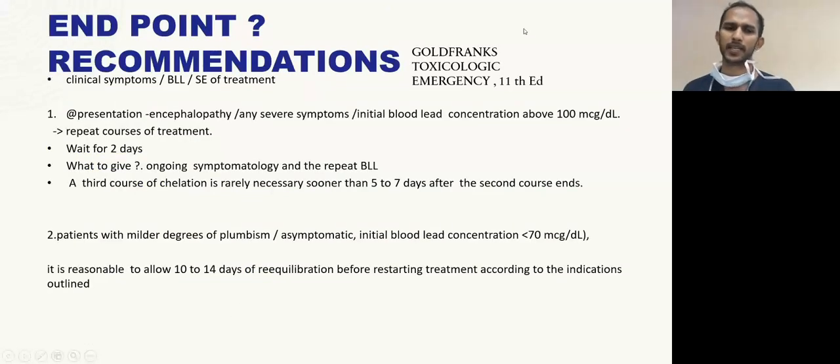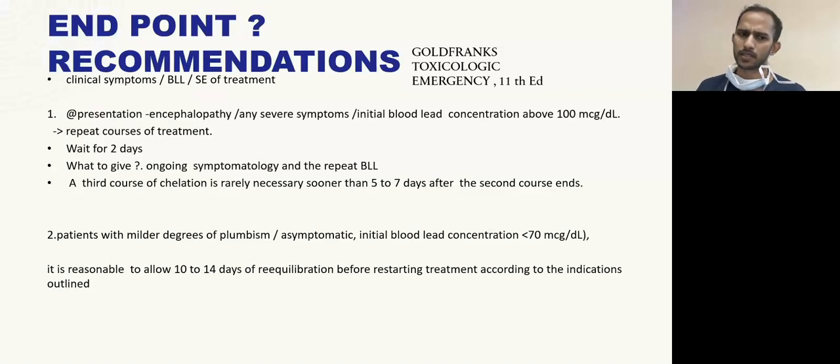When do we stop treating him? What are the current recommendations? The recommendation on when to treat is based on the clinical symptoms, blood levels, and the side effects of the treatment. So at presentation, if he had encephalopathy or any severe symptoms, such as colicky pain, anemia, or neuropathy, or the blood concentration at presentation was more than 100, they should get a repeat course of treatment.